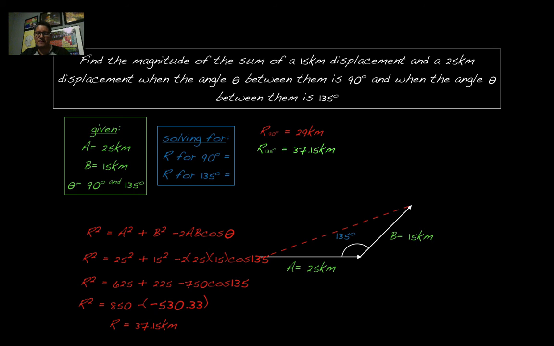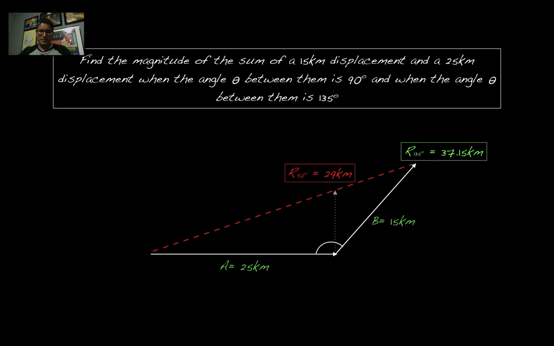So you can see there that I ended up about 8 kilometers further away than when I did a 90-degree turn instead. So let me zoom in on this a little bit so you can see a little bit better. In the red, you can see the resultant vector at 90 degrees is 29, and I have the dotted arrow there so you can see how that worked out. And then for the 135 degree turn, you see the resultant vector at 37.15. So you see the sum of both vectors.